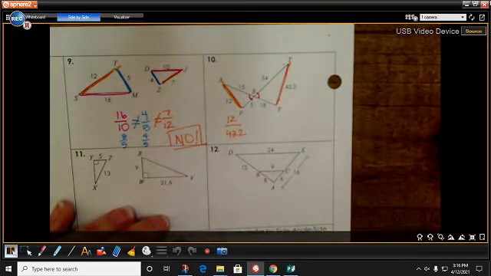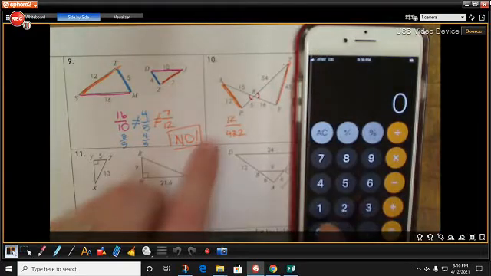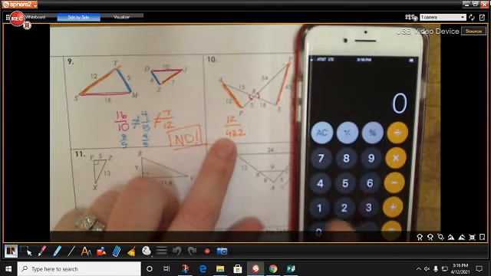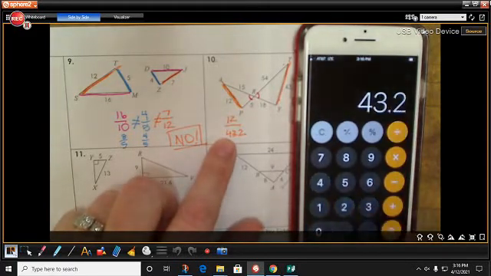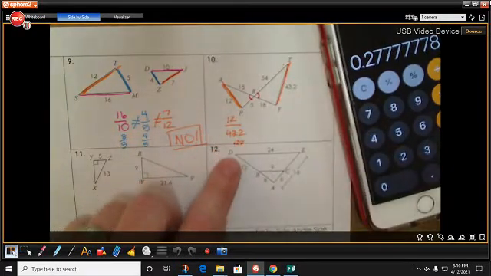And waking up my phone so I can get to my calculator. There it is. And so when I figure out that ratio, 12 to 43.2, that's going to be 0.28. So I'm looking for ratios of about 0.28.